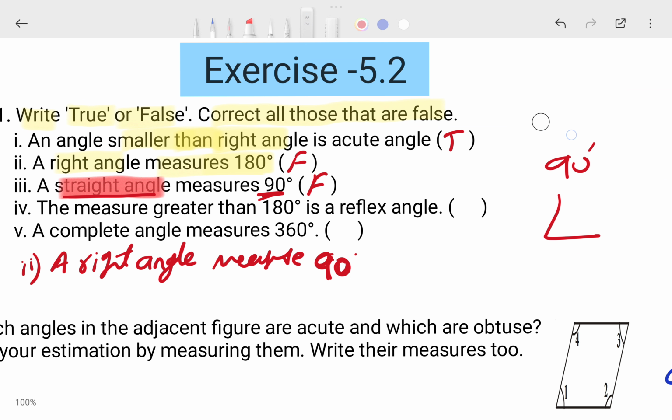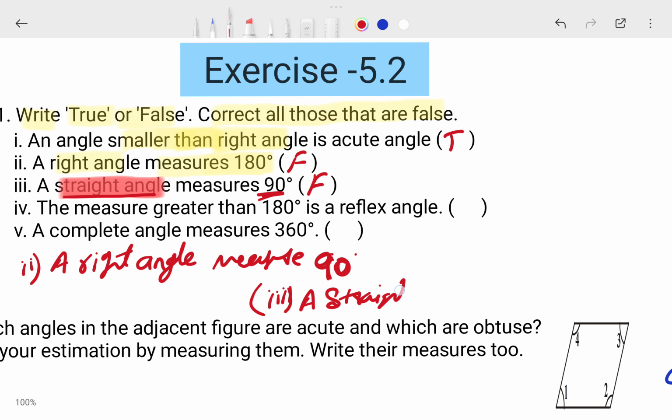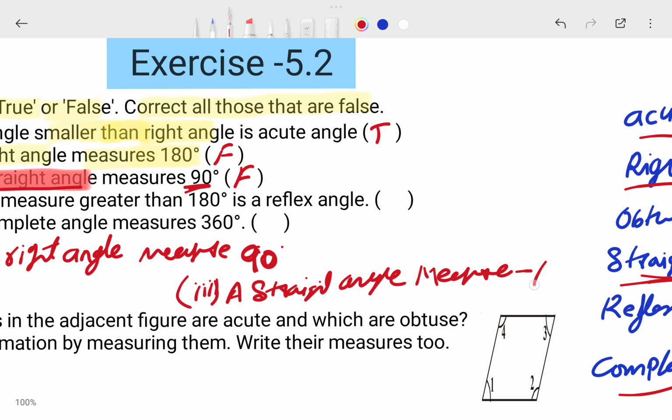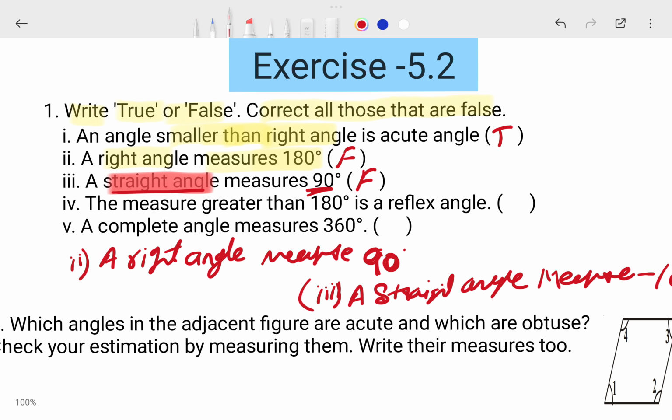So what will you write as the answer of the second one? Here you can write the second answer: a straight angle measures 180 degree. Okay, it is over, right? Both of these were wrong only. I corrected this and I have written it here.